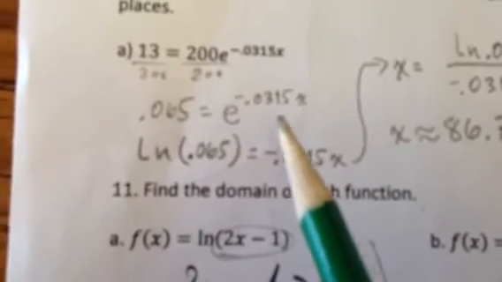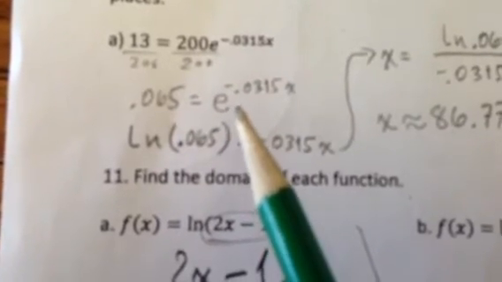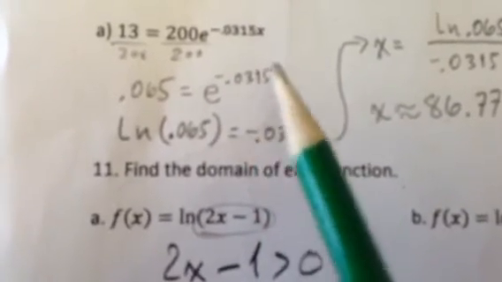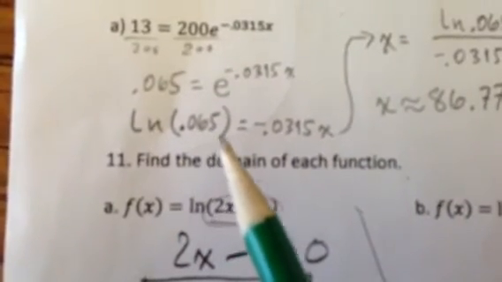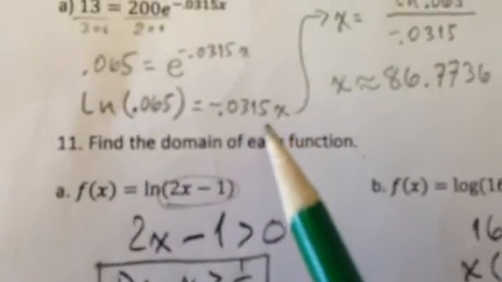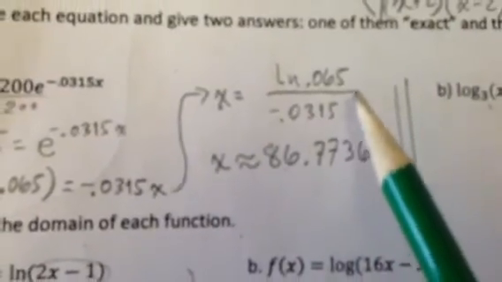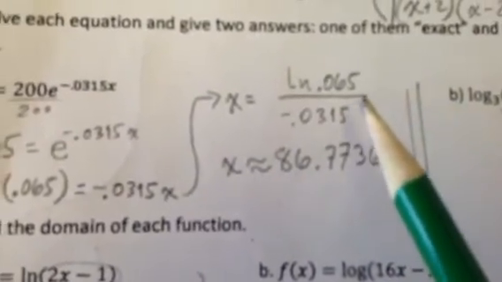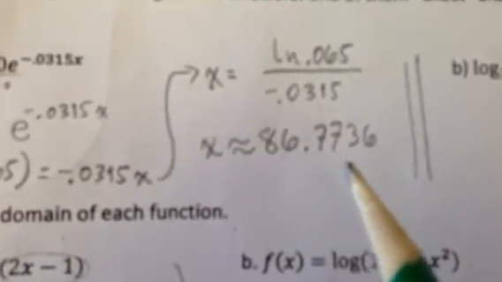Well, I can take the natural log of both sides, and the natural log of e is 1, so this exponent here just comes down like this. So I got natural log of 0.065 equals negative 0.0315x, so all I have to do is divide by negative 0.0315. So this is my exact expression right here. And then if I use a calculator, I get approximately 86.7736.